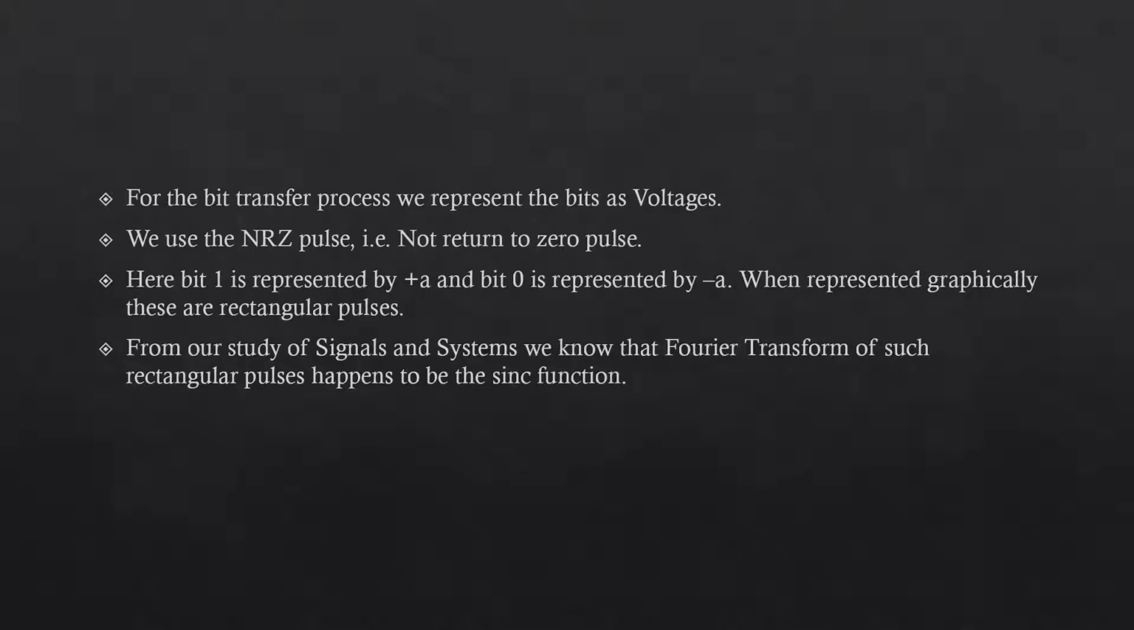For the bit transfer process, we represent the bits as voltages. We use the NRZ pulse, that is, not return to zero pulse. Here bit 1 is represented by plus A and bit 0 is represented by minus A. When represented graphically, these are rectangular pulses. From our study of signals and systems, we know that the Fourier transform of such rectangular pulses happens to be the sinc function.